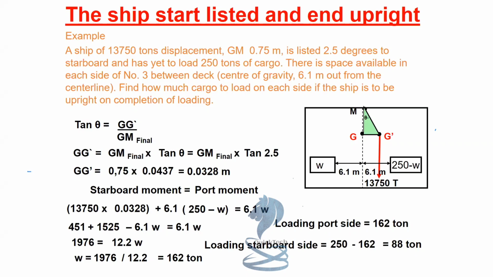Hence, we can say that for a vessel which was initially listed 2.5 degrees to starboard, the weight of 250 tons is to be divided in parts: 162 tons on the port side and 88 tons on the starboard side in the number 3 deck, so as to bring the vessel to an upright condition.